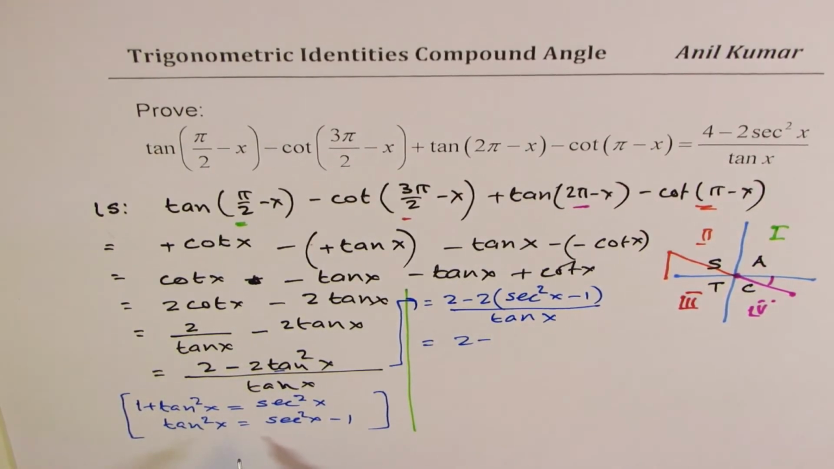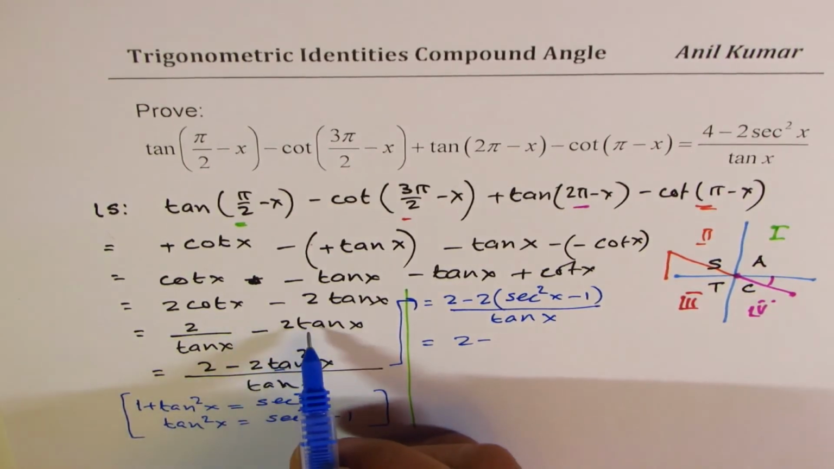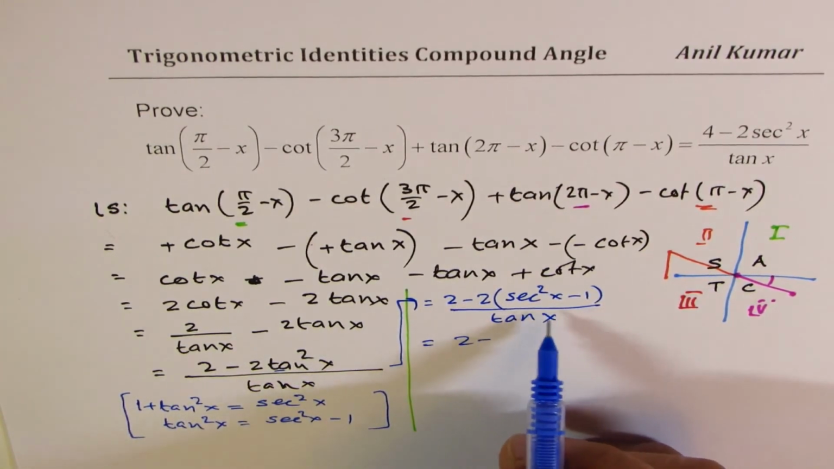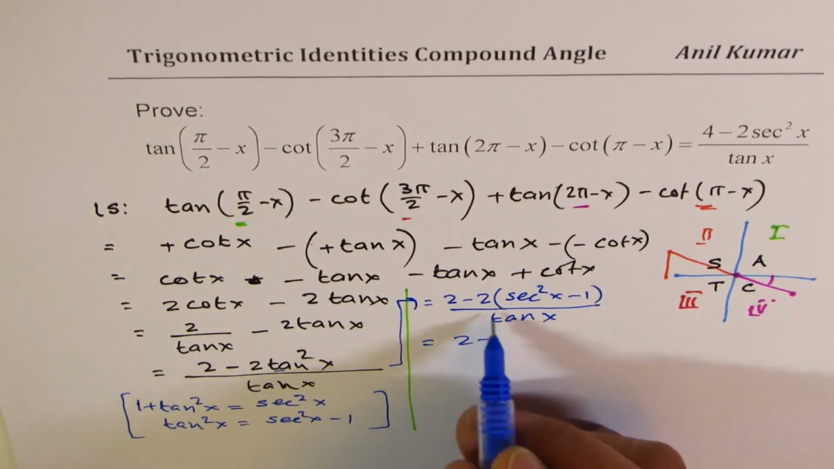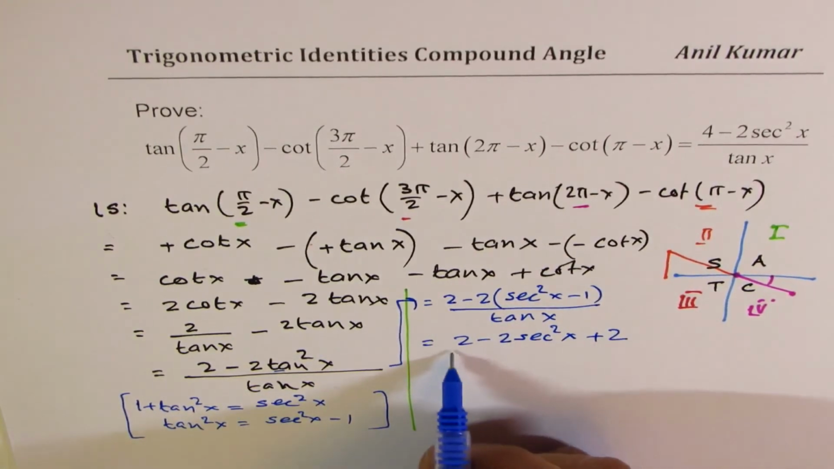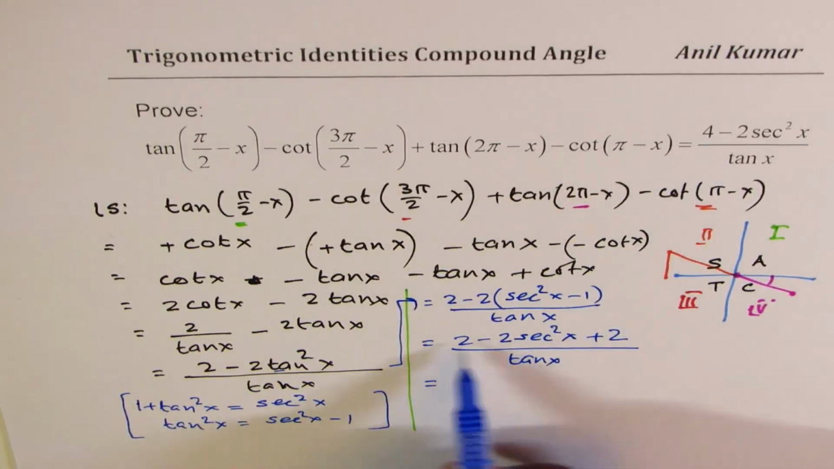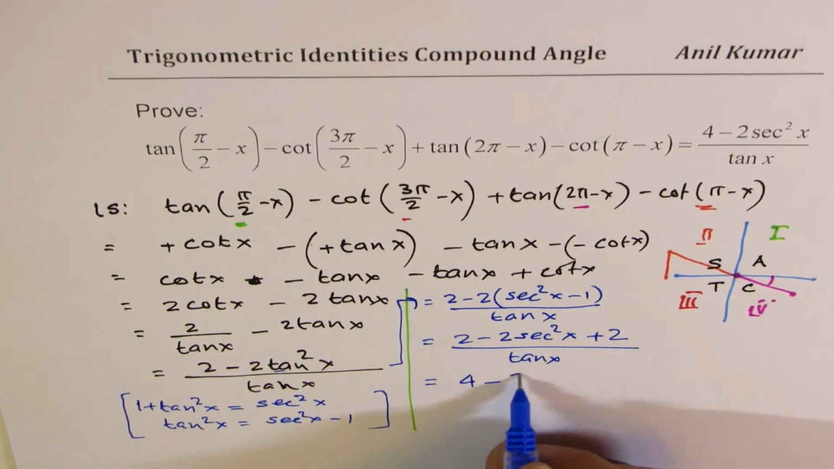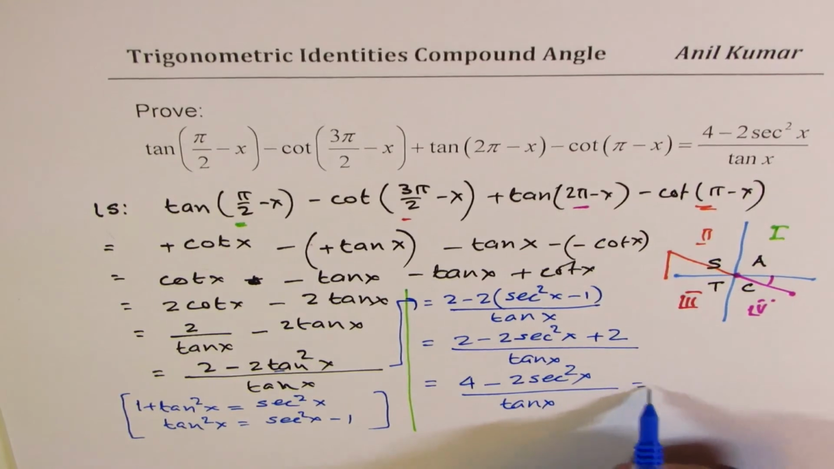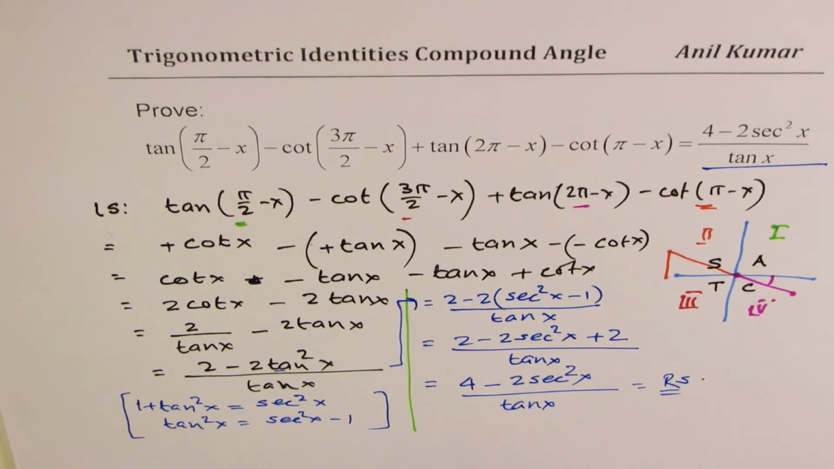Now, we had 2 here. So 2 times 2. Okay, so let's open this bracket. So 2 minus 2 secant square x, minus minus becomes plus 2, over tan x. Okay, so combine these 2's and we get 4 minus 2 secant square x divided by tan x, which is the same as the right side. Is it okay? So we have proven this particular identity.